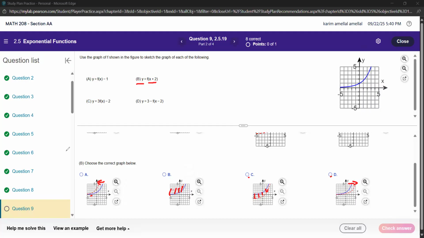Now it's time for B. This is a parent function. So B is the transformation that happens. We have x plus 2 inside the bracket. Plus or minus inside the bracket means left or right. Plus for left, minus for right. So that means it moved 2 units to the left because of plus. So we would choose A.